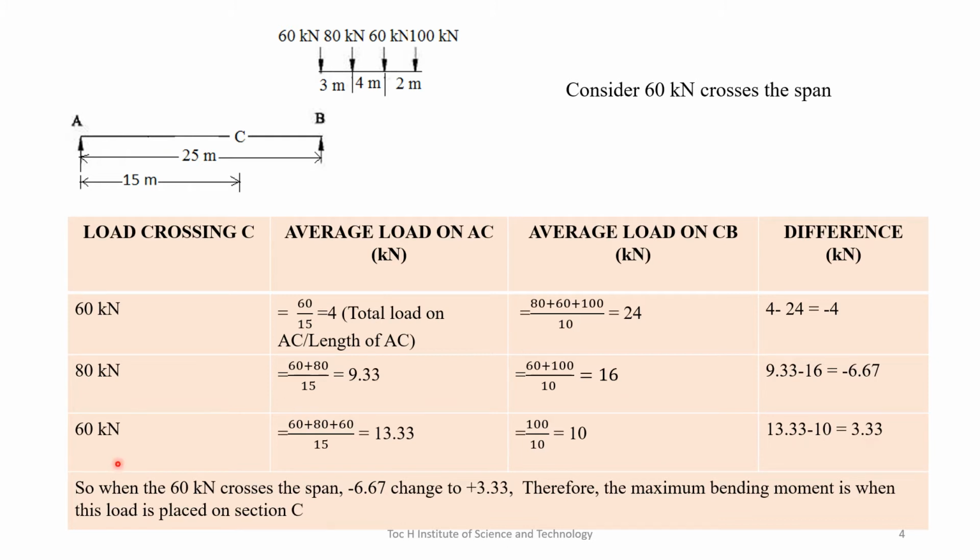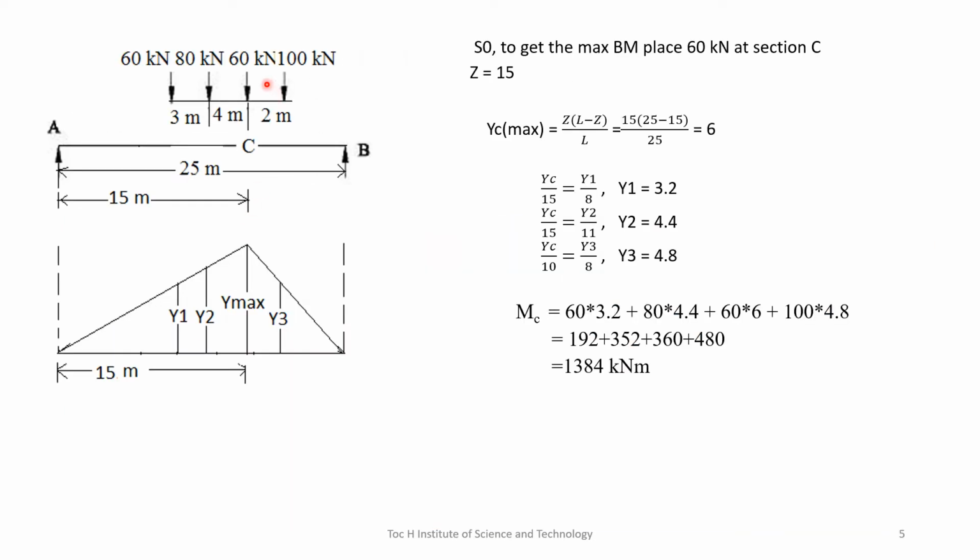That means when the 60 kilonewton crosses the section C, this negative 6.67 changes to positive 3.33. That means the maximum bending moment occurs under this 60 kilonewton. For that, place this 60 kilonewton under the section C. Okay, so I am placing this 60 kilonewton at the section C. I am drawing the influence line diagram for bending moment at the section C, so that the maximum ordinate will be under this section C, and it is Z into L minus Z by L. Here Z is 15 meters, so we got the value of y max as 6.